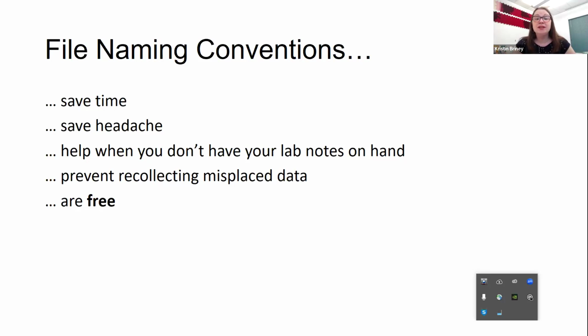They prevent you from recollecting misplaced data, and that is important. I've had to recollect data that's already been collected, and nobody enjoys that. Nobody likes that. And best of all, file naming conventions are free. They don't cost you any money. It takes maybe 5 to 10 minutes to figure out your naming convention at the start of a project, and then 5 seconds every time you name a file. But that pays off in hours when you're trying to find things later.